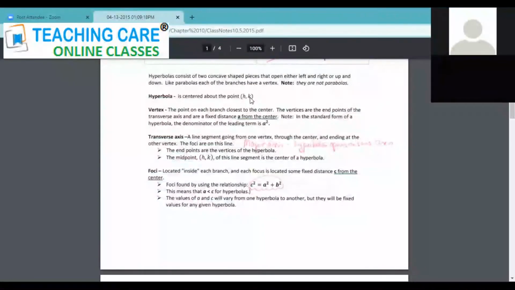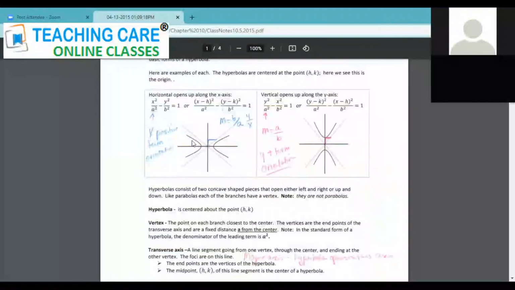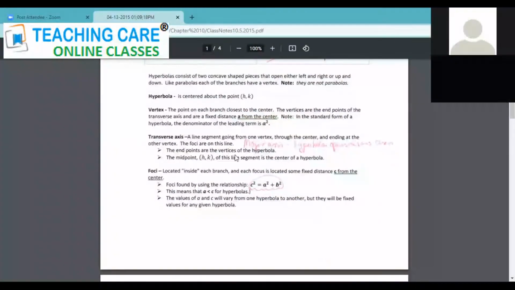Vertex: how will you find the vertex for this? It is the point on each branch closest to the center. The vertices are the endpoints of the transverse axis and are at a fixed distance a from the center. For this curve, this will be the vertex, and for this curve, this will be the vertex. Understood?